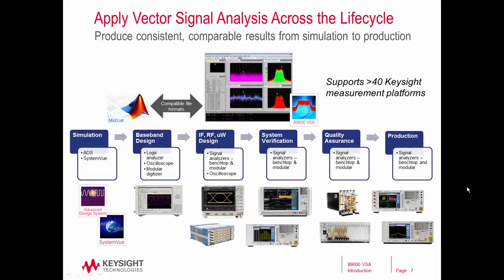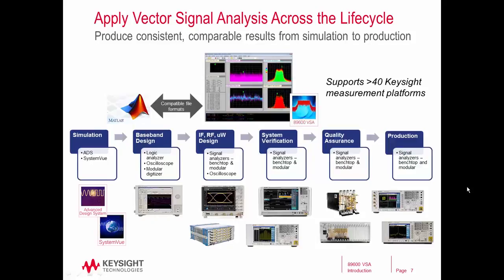With the 89600 VSA software, you have a whole variety of options in terms of the hardware or the measurement front end that you're going to use to provide the data to the VSA software. The 89600 VSA software supports over 40 different Keysight measurement platforms, some of which are shown here. Depending on where you are in the design process, you can select the measurement front end that best fits your needs. For example, all the way on the left here, very early on in your product design lifecycle, you can use the VSA software directly with things like MATLAB or ADS and SystemVue, just in a co-simulation mode.